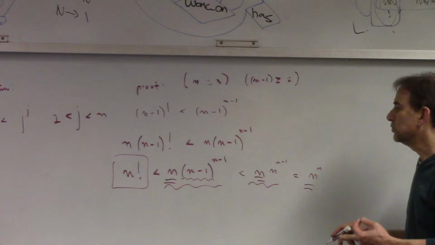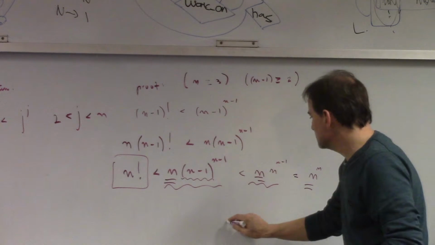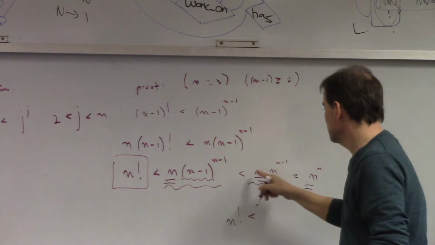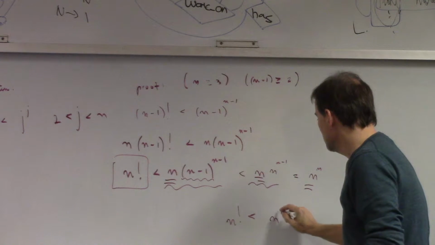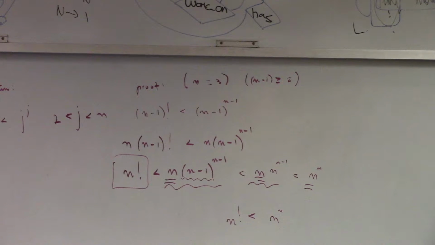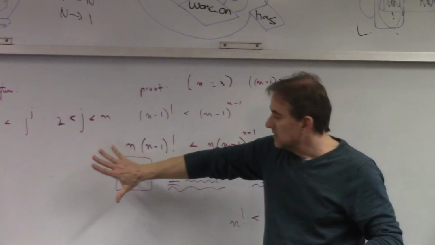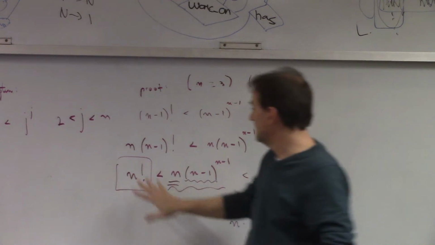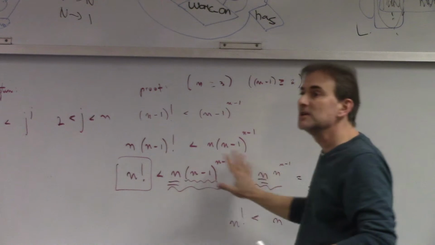So now the proof is complete, because what I have is n factorial is less than this, which is that. And the reason I can do that is by what property of mathematics? It starts with TRA, transitive property. So if I have A is less than B, and B is less than C, then A is less than C.